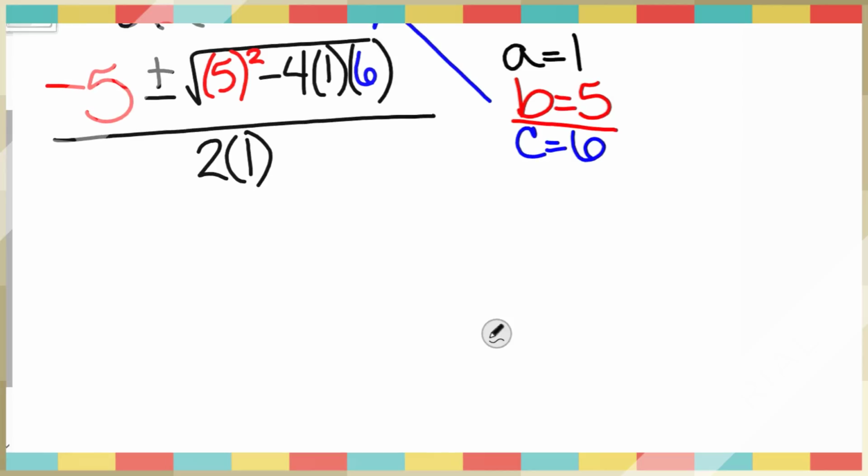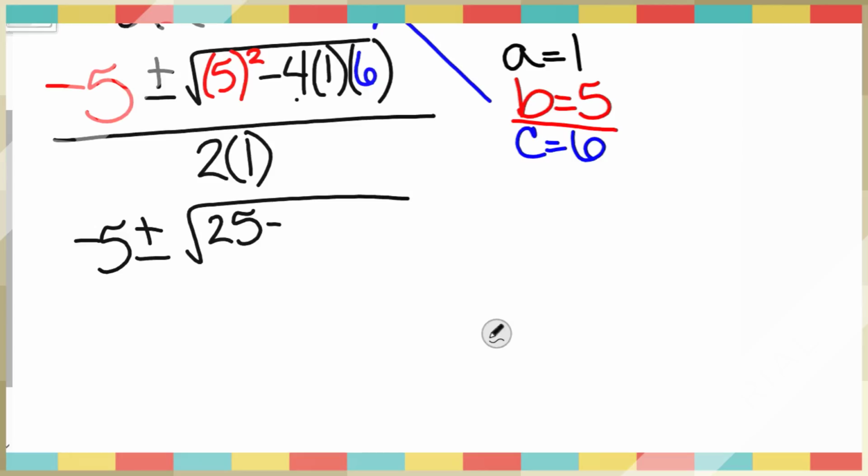So the first thing we're going to do is solve what's under the square root. We're going to bring everything down there so we don't get lost. So we've got negative 5 plus or minus 5 squared, which is 25. And then we've got a minus 4 times 1, which is 4, sorry. And then 4 times 6, which is 24. So 25 minus 24, all over 2 times 1, which is 2.